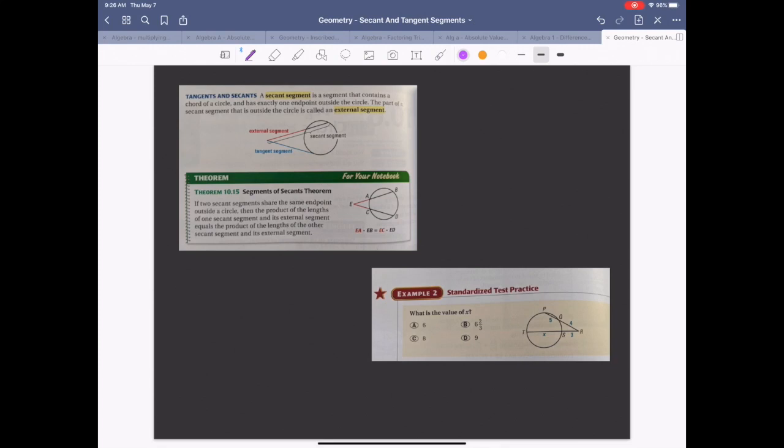So we know that PR, the whole thing, is 9. And this whole secant segment is x plus 3. Remember, in this case, we're finding the product of the whole secant segment times the external segment. So PR is 9 times 4, its external segment, is the same as the entire TR, which is x plus 3, times its external segment, which is 3.